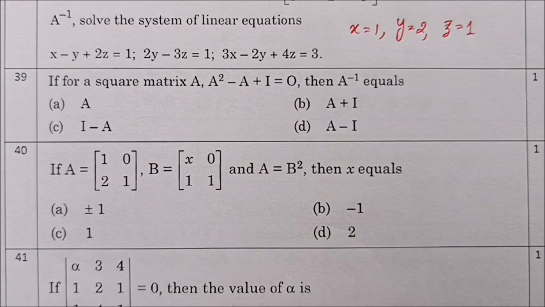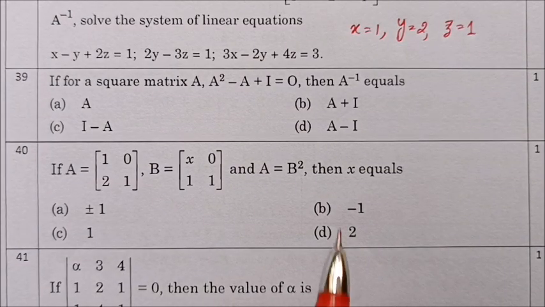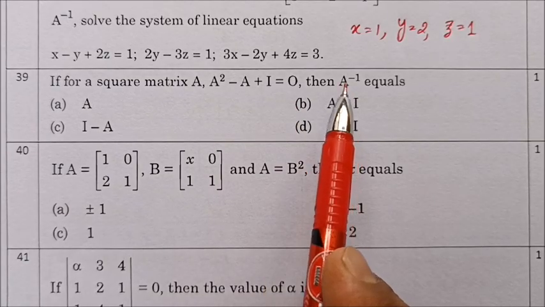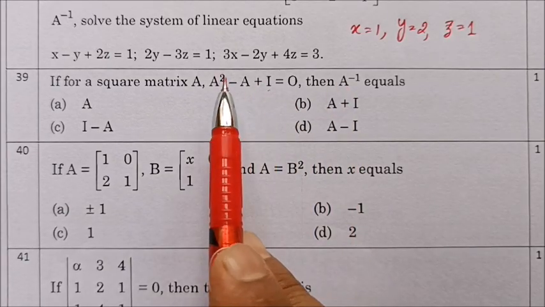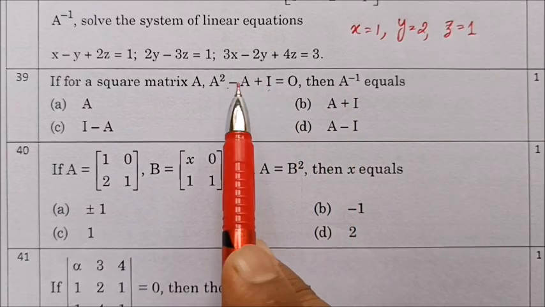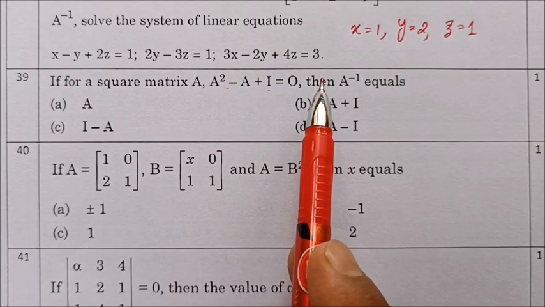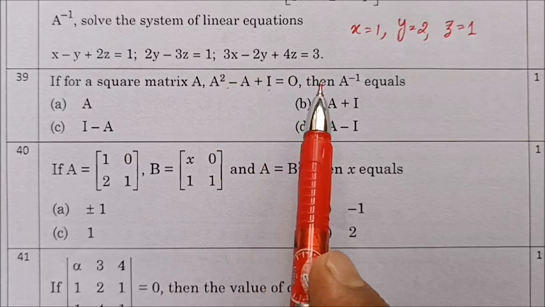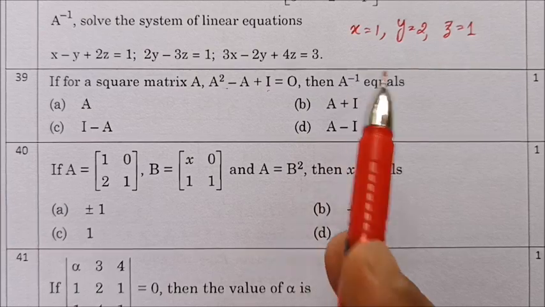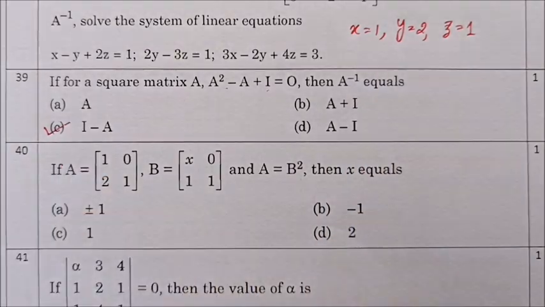Question number 39 is also an oral question. We have to find A inverse. You keep I on this side, shift the remaining to the right side. So we will get I minus A after you multiply by A inverse. So the option is I minus A.